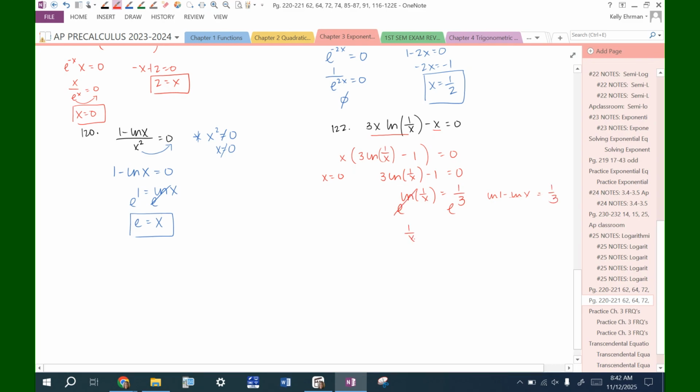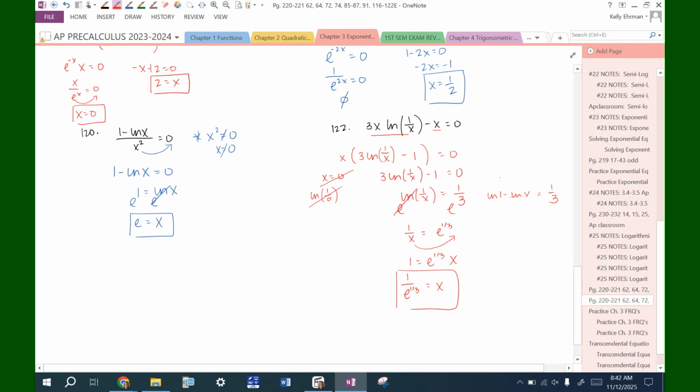This gives me 1 over x equals e to the 1/3, or cube root of e. I need to solve for x. Right now it's in the denominator, so I'm going to multiply it to this side. And then I'm going to turn around and divide by e to the 1/3. That answer is positive, so I don't have to worry about throwing it out. x equals 0 is extraneous because I can't do ln of 1 over 0. That's undefined.